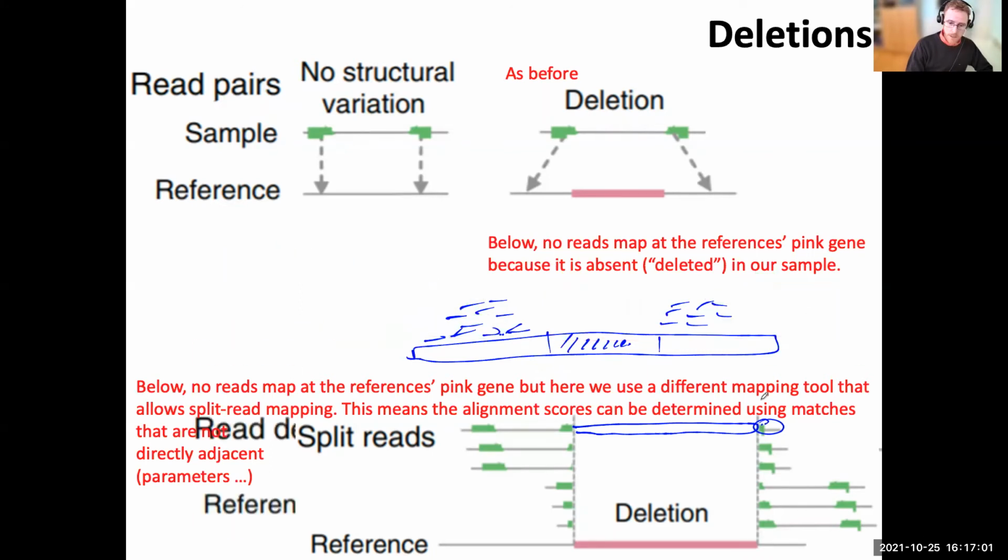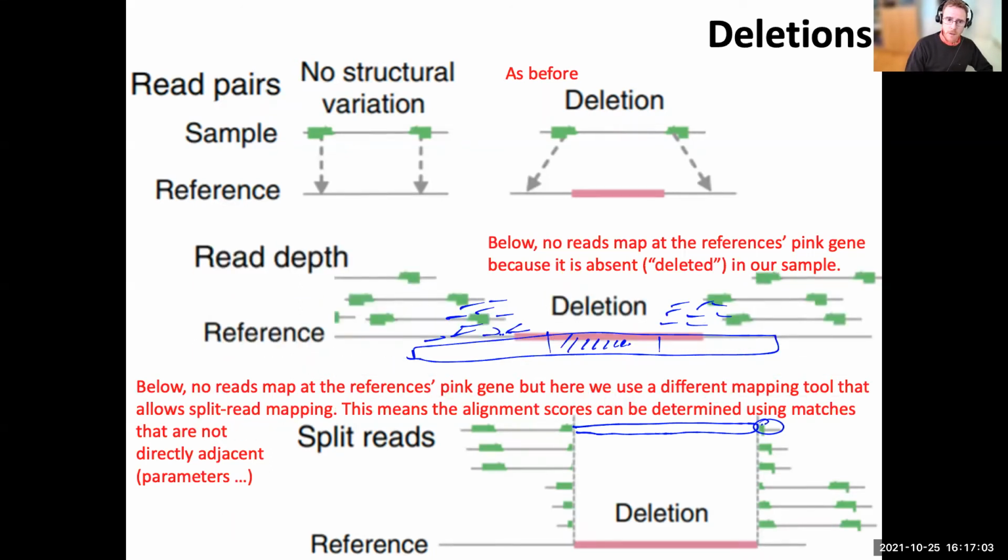So this slide indicates a summary graphic showing the different types of changes that are present, where the first item is indicating no change. So the reads map directly to our reference here. If there's a deletion in our sample, we'll find that the insert sizes are longer.